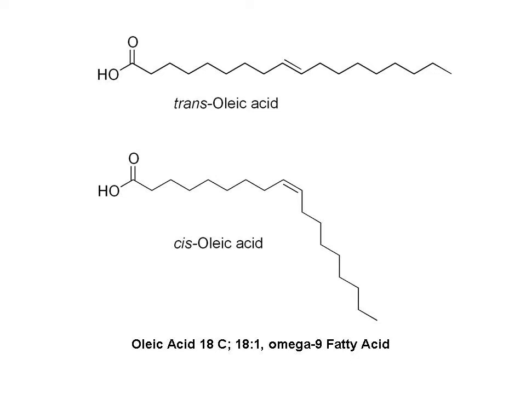As you can see here, the cis isomer has a kink, and most of the naturally occurring fatty acids are cis. Here the example is oleic acid, which has an 18 carbon chain.